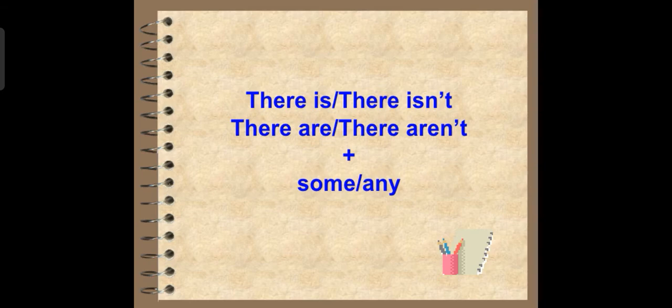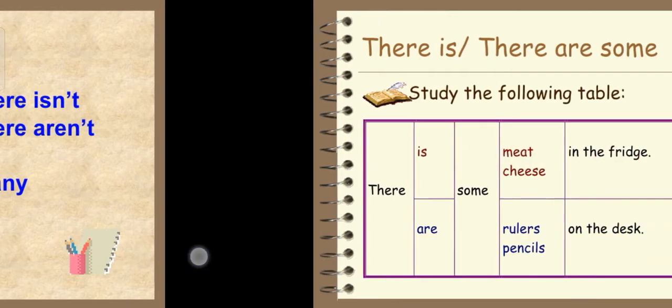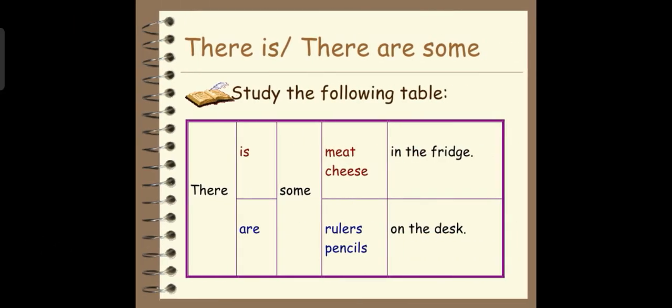So, what is uncountable and countable? Countable means which we can count on the fingers or by numbering, and uncountable means which we can't count. Now there is, there isn't, or there are, plus some, any. How do we use them? There is and there are some. Now let's make these sentences.